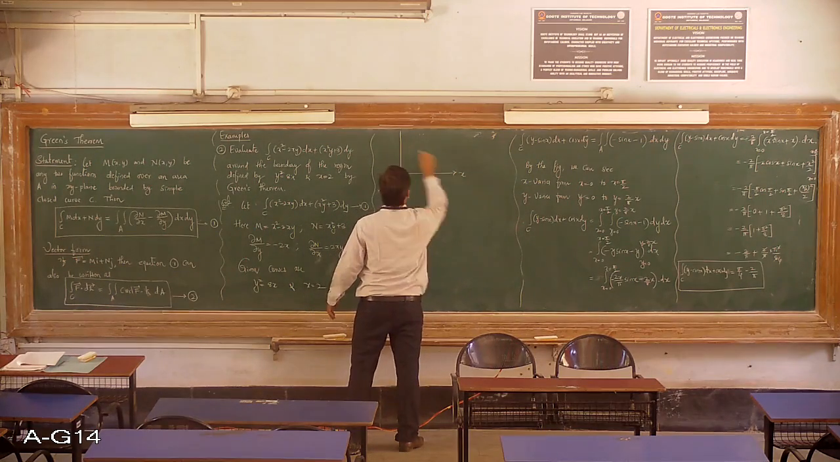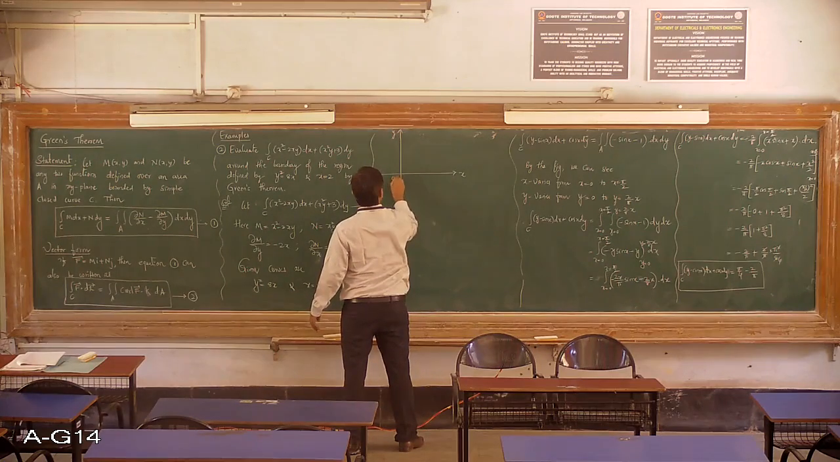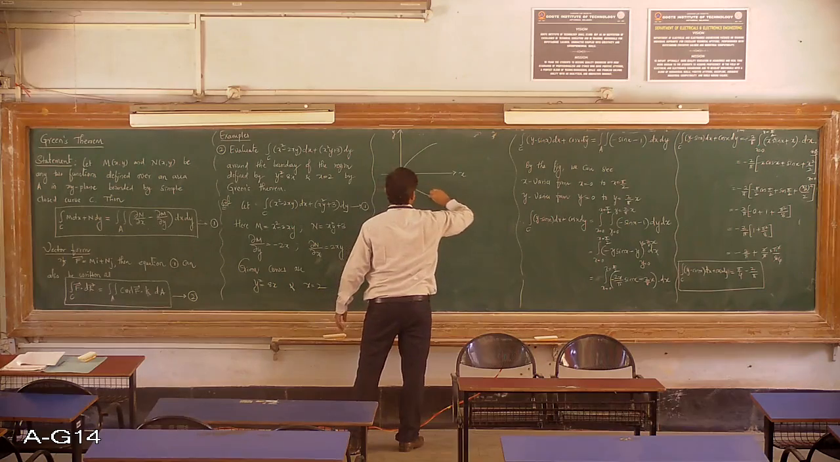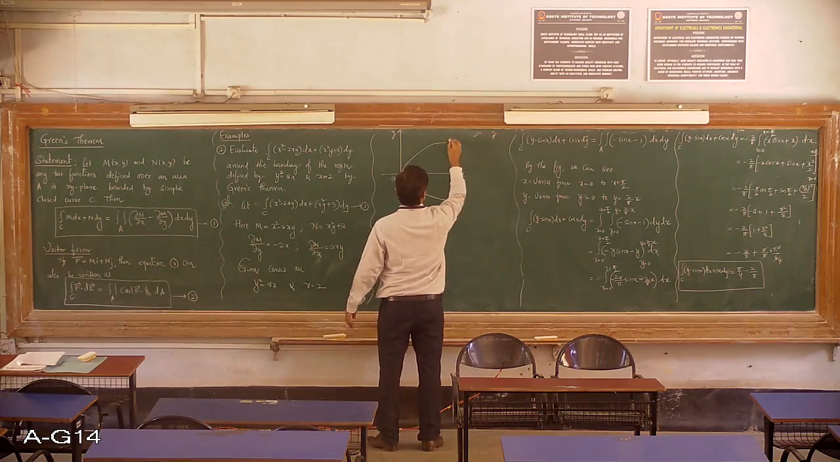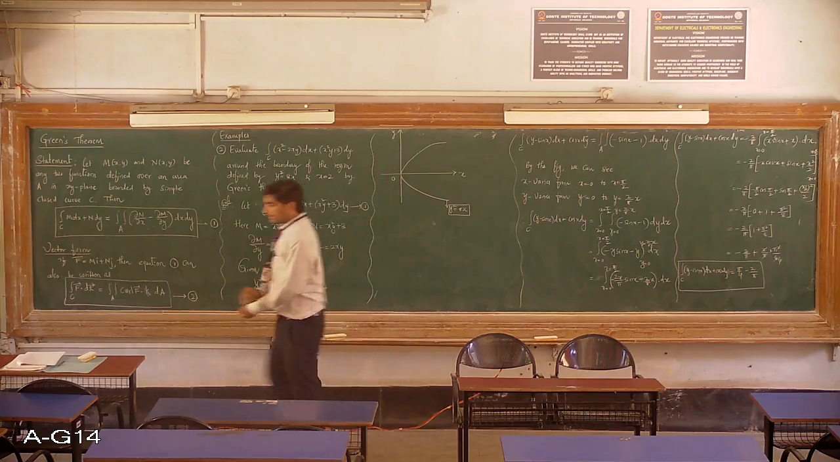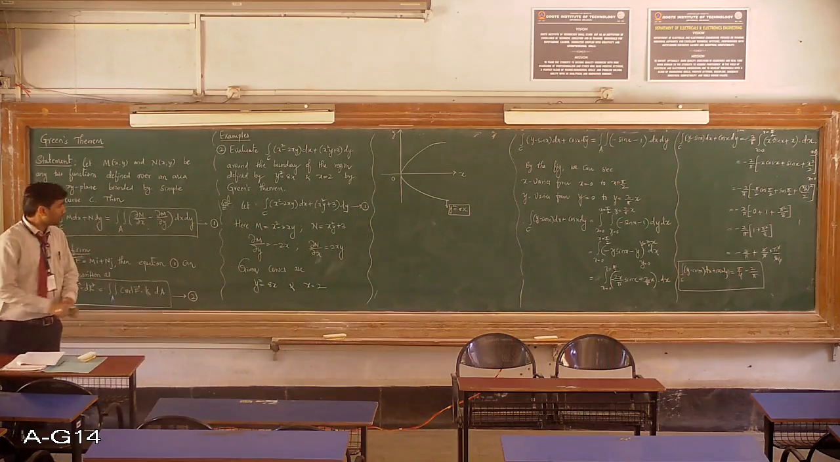This is the x-axis, this is the y-axis, this is the origin O. y square equals 8x will be like this. So here I'll say this is y square equals 8x. Then next, x equals 2.